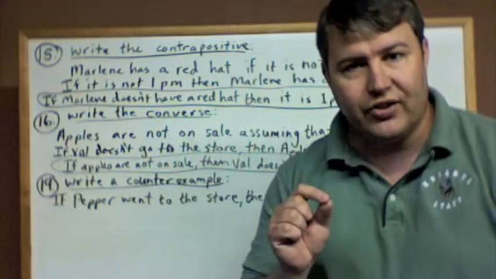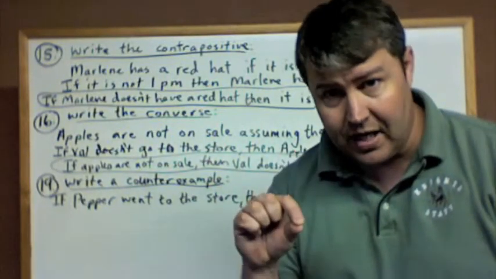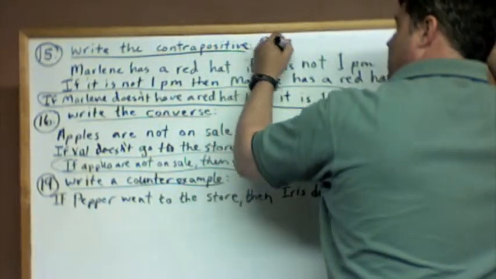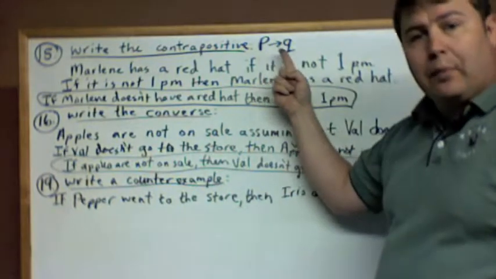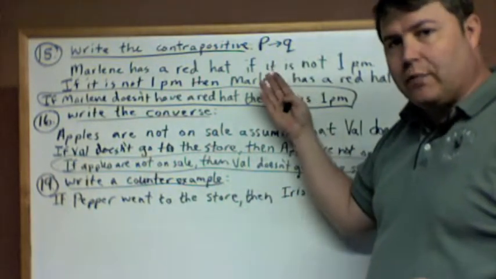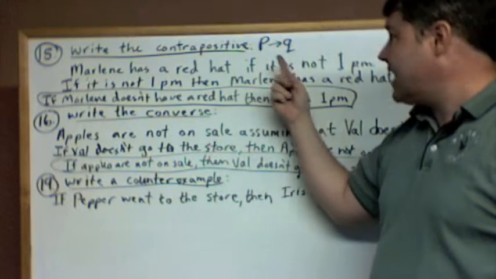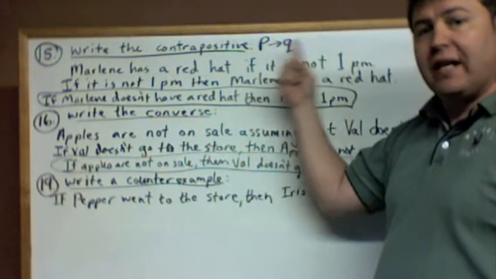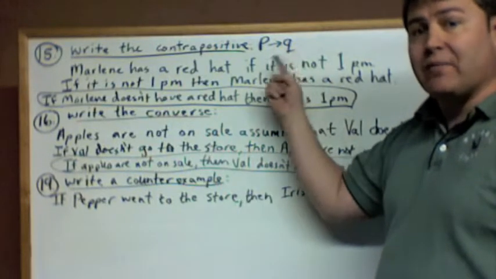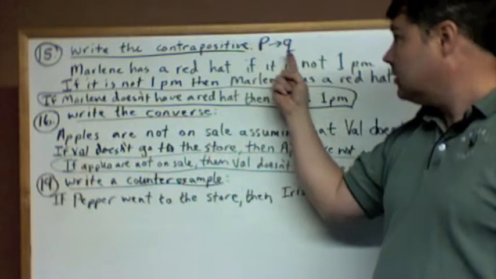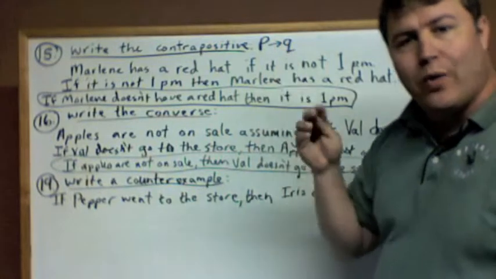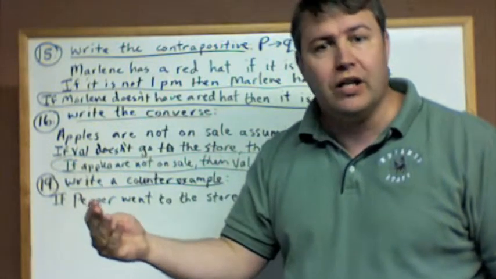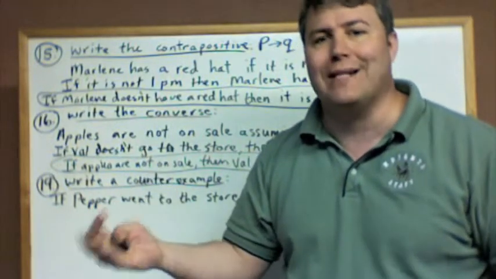Remember that a conditional statement is P implies Q. If P, then Q. And for the statement P implies Q to be true, whenever P is true, Q has to be true. So the only time this statement is going to be false is if P is true, but Q is not true. When that happens, when you go against a conditional statement, you call that a counterexample.